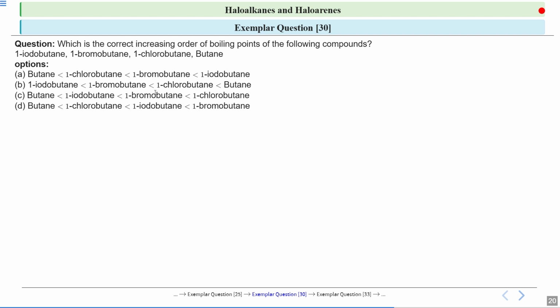So the options for the order of boiling points are: highest boiling point for 1-iodobutane, then 1-bromobutane, then 1-chlorobutane, and least for butane. Or highest for butane, then 1-chlorobutane, then 1-bromobutane, and least for 1-iodobutane. Or highest for 1-chlorobutane, then 1-bromobutane, then 1-iodobutane, then butane. Or highest for 1-bromobutane, then 1-iodobutane, then 1-chlorobutane, and least for butane.